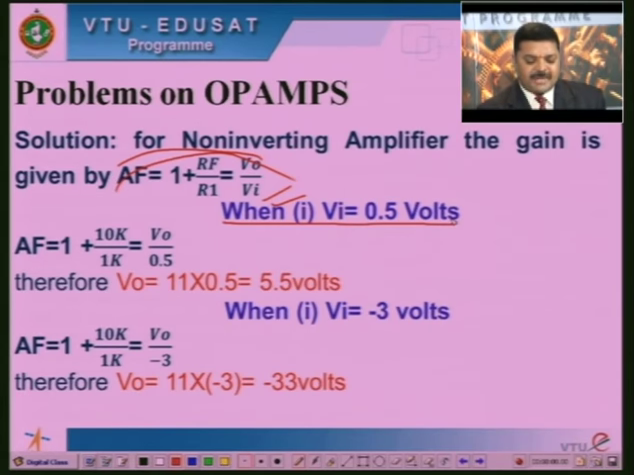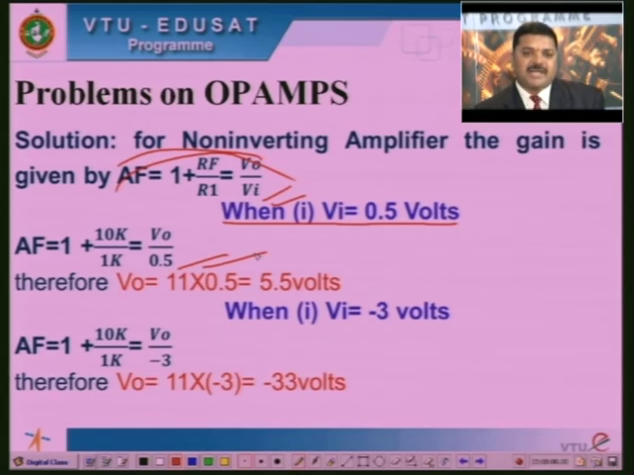What is AF? AF is given to be 1 plus RF by R1, which is equal to V0 by Vi. Gain is always output voltage by input voltage, which for a non-inverting amplifier is 1 plus RF by R1. So, we can take the formula for gain as V0 by Vi is equal to 1 plus RF by R1, or 1 plus RF by R1 is equal to V0 by Vi.